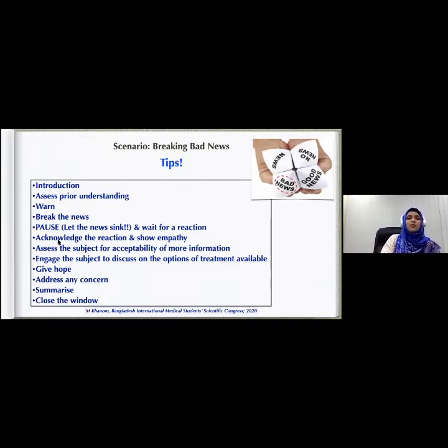I repeat, you prepare the person for the bad news, then you break the news, then give a pause. These three components are most crucial parts of breaking bad news session. Then gradually, when we see that the subject is ready enough, we assess the subject for acceptability of more information. We engage the subject to discuss on the options of treatment. We give the hope, address any concern, summarize, and then close the window.